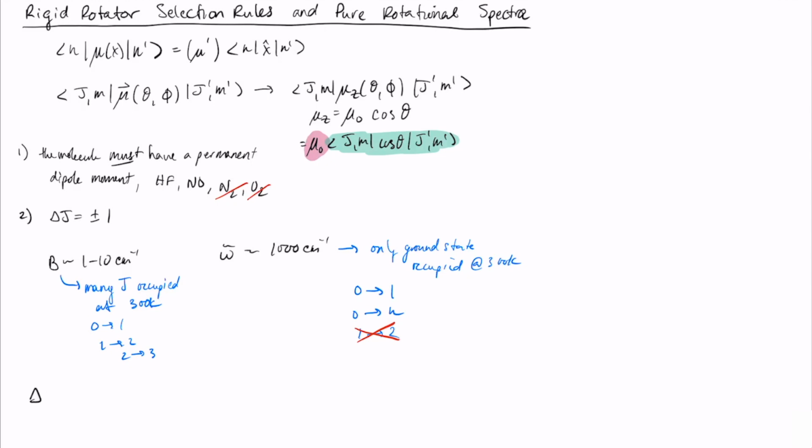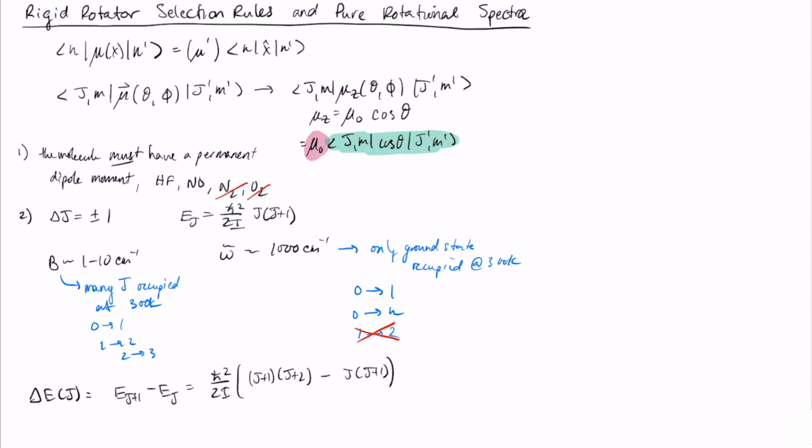And these will be given by delta E of J is equal to E of J plus 1 minus E of J, which is h bar squared over 2I, and then we'll combine the integer parts of this. And so plugging in the J plus 1, you have J plus 1 times J plus 2 minus J times J plus 1. Just as a recap, this is using that E of J is equal to h bar squared over 2I times J times J plus 1.